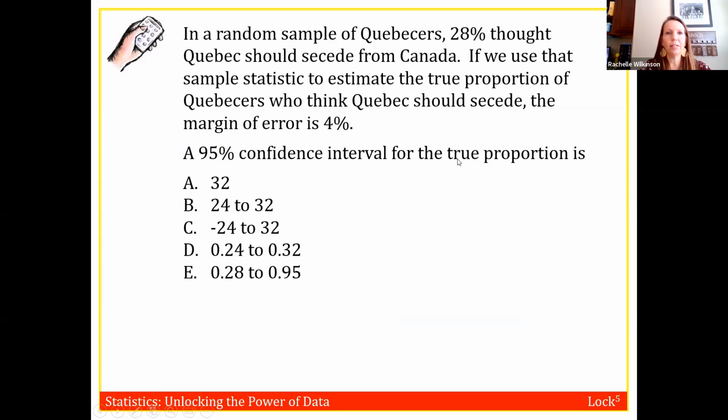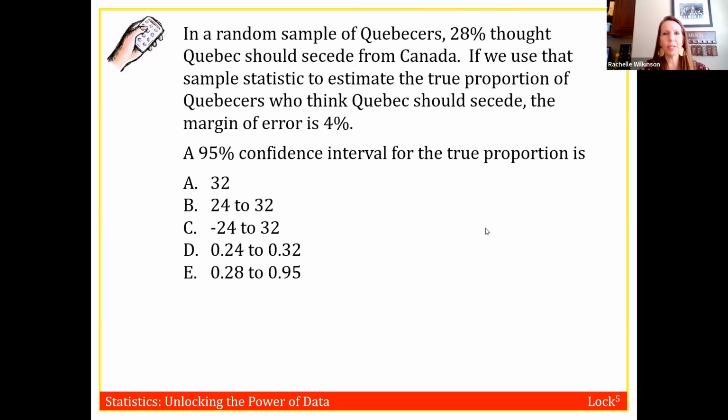Okay, here's another one. In a random sample of Quebecers, 28% thought that Quebec should secede from Canada. If we use that sample statistic to estimate the true proportion of Quebecers who think that Quebec should secede, the margin of error is 4%. So what would a 95% confidence interval for the true proportion be?